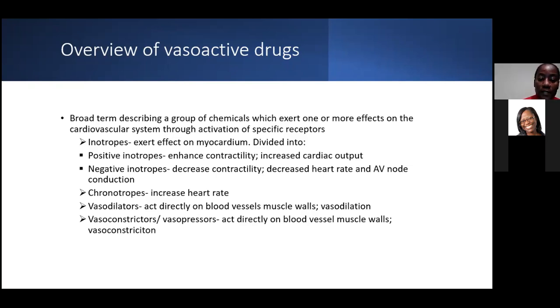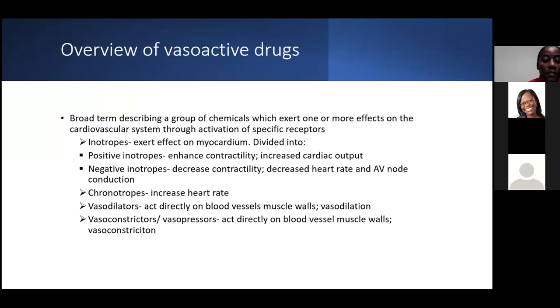You have your vasodilators and vasoconstrictors, which both work on the smooth muscle walls of your blood vessels. Vasodilators cause vasodilation. Vasoconstrictors, also known as vasopressors, act directly, causing vasoconstriction. A lot of these medications have features of all these properties. They could be both inotropes and vasopressors. So when you're talking about adrenaline, you're talking about a vasoactive drug that has inotropic properties, chronotropic properties, and vasopressor activity.